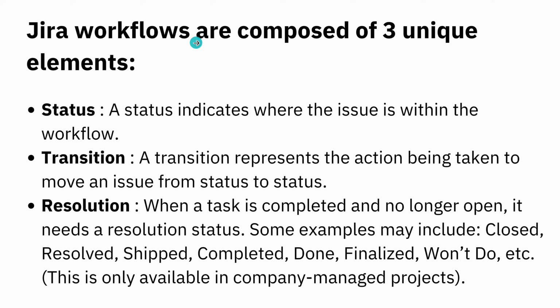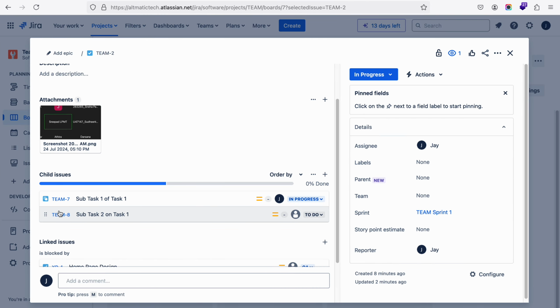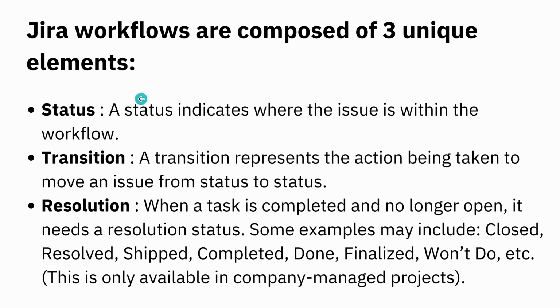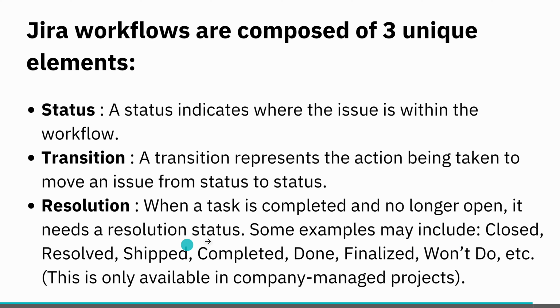So if you see JIRA Workflows, there are three unique elements: status, transition, and resolution. So status means what is the current status, to do, right? Transition from one state to another, like to do to in progress. Resolution, where like when a task is completed, no longer open, it needs a resolution status. Some examples may include closed, resolved, saved, completed, done, finalized, and etc. This is only available to company managed project. So this resolution, if you're looking, then company managed project templates you have to choose.